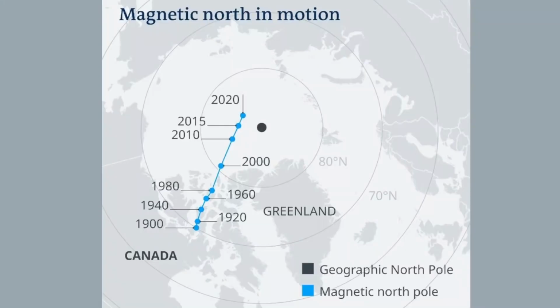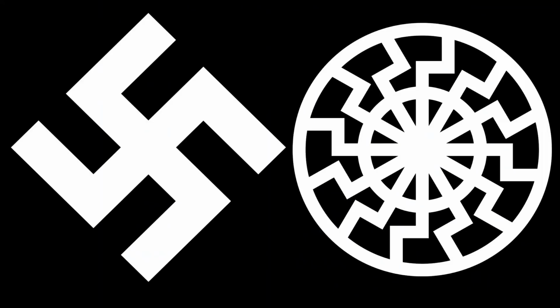They tell us over the course of a century, the magnetic North Pole has moved from its location just above Canada to near Greenland and is now en route to Siberia. It is moving fast. Why? The symbol of the swastika and the black sun offer some clues as to why.